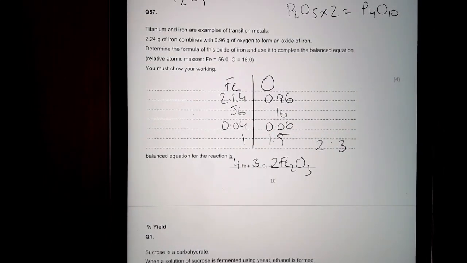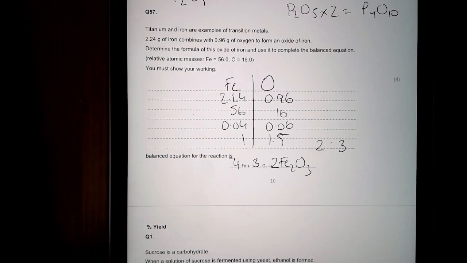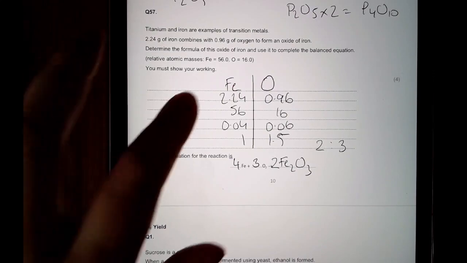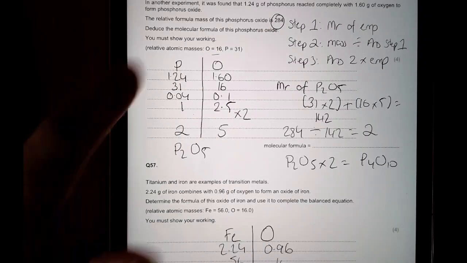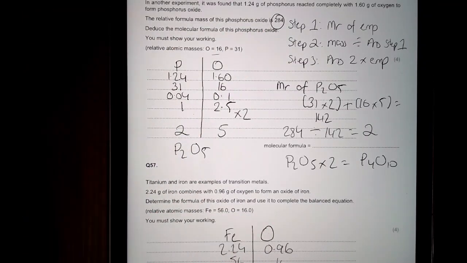So that's empirical formula. There's only one example of molecular formula. It doesn't come up as often, but if it does, like in this case, it's worth 4 marks, and it's really straightforward once you know what these 3 steps are. So make sure you do learn your steps.